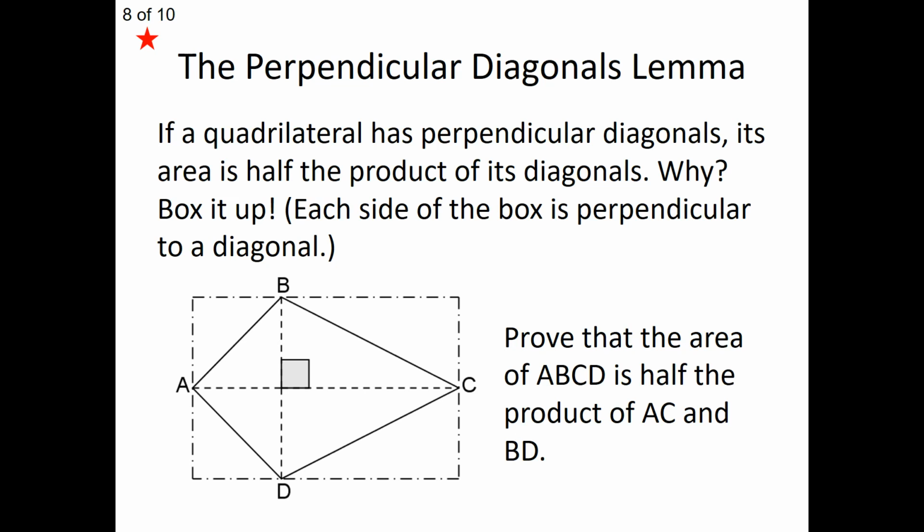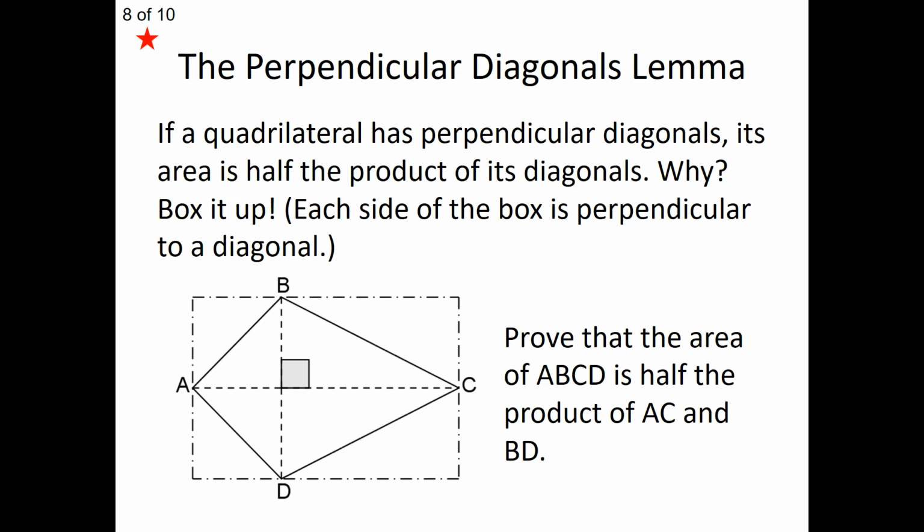Let's take a look at the derivation. So let's box up our given quadrilateral that has already been given to us with perpendicular diagonals. And we're going to find that the area of this quadrilateral with perpendicular diagonals is, again, half the product of its diagonals. So in our diagram below, we have this quadrilateral ABCD that's given to us with perpendicular diagonals, and we've boxed it up, right? We've got this rectangle now surrounding our given quadrilateral. So why is it that this given quadrilateral is half the product of its diagonals?